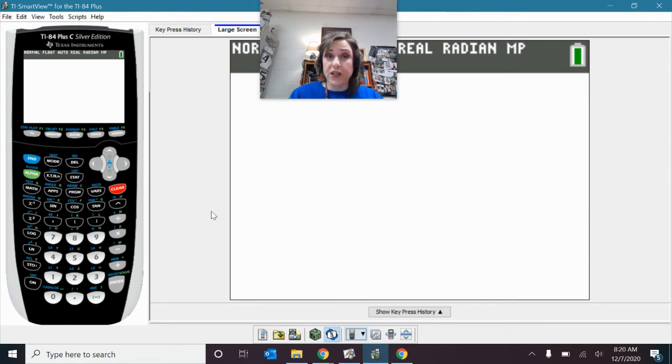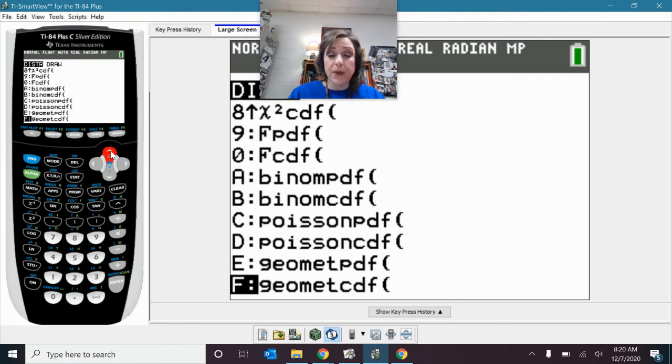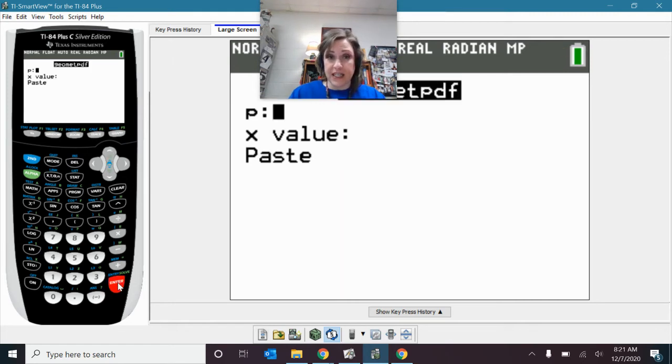And you remember where the normal model distributions were located under second vars. And so then you see your normal PDF, which we never used, and then our normal CDF, which is the cumulative area. This is actually down at the very, very bottom. So honestly, I scroll up to get to the very bottom of the list, and you see geometric PDF, and then we'll talk in a moment about geometric CDF. So I'm going to scroll up to that geometric PDF, and I'm going to hit enter.